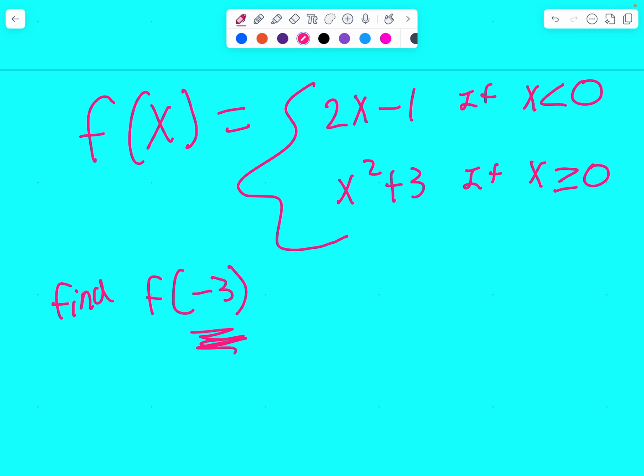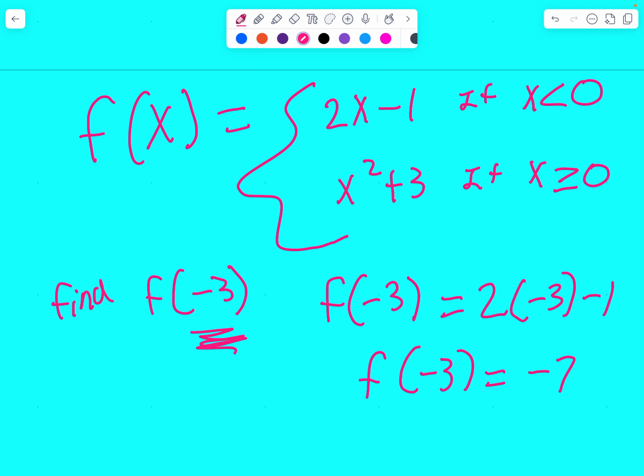So is negative 3 less than 0? Yes, it is. So we must use the first formula, 2x minus 1. We ignore the second formula completely, because it doesn't apply to negative numbers. So plug x equals negative 3 into the correct formula. f of negative 3 equals 2 times negative 3 minus 1. Negative 3 times 2 is negative 6, minus 1 is negative 7. So f of negative 3 equals negative 7.